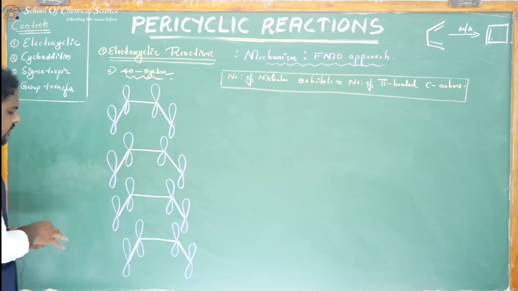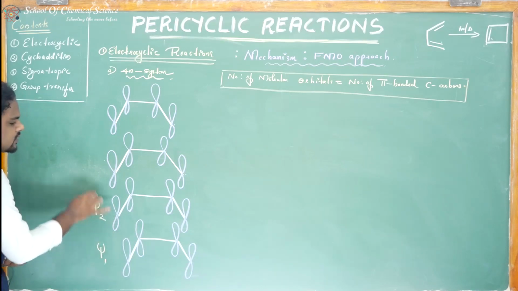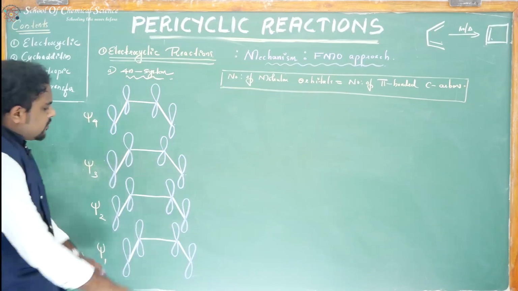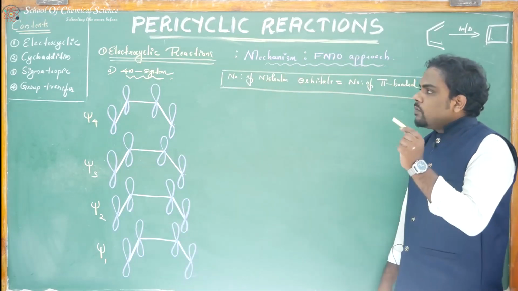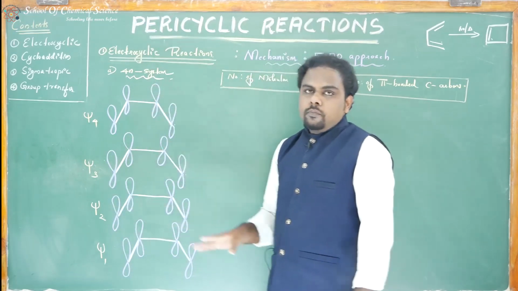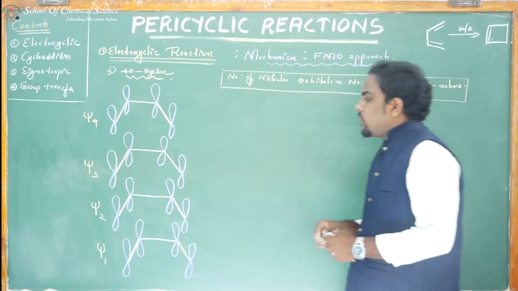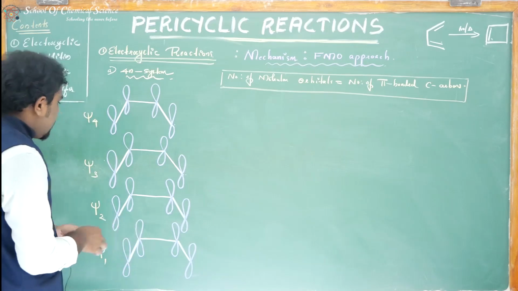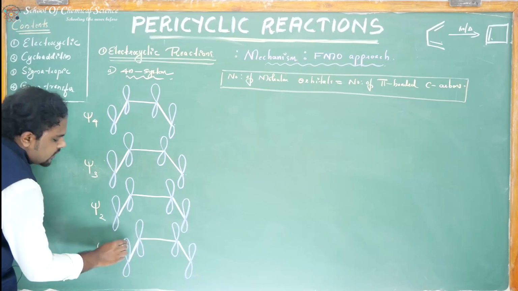This is the first molecular orbital psi1, second molecular orbital psi2, third molecular orbital psi3, and fourth molecular orbital psi4. So 4 molecular orbitals are there. Number of molecular orbitals equal to number of pi bonded carbon atoms. Then what is the sign of each molecular orbital?